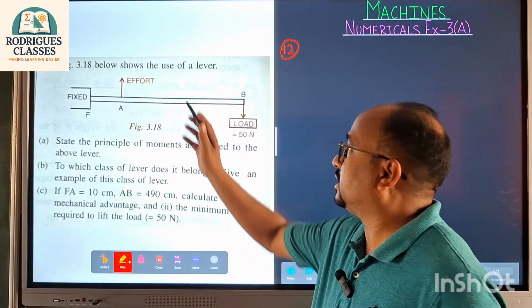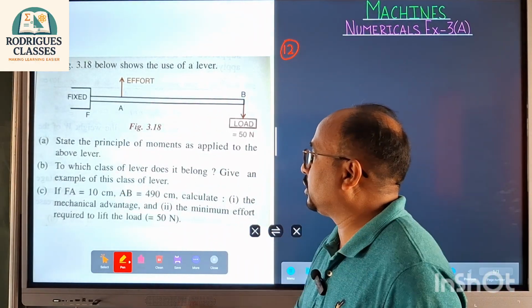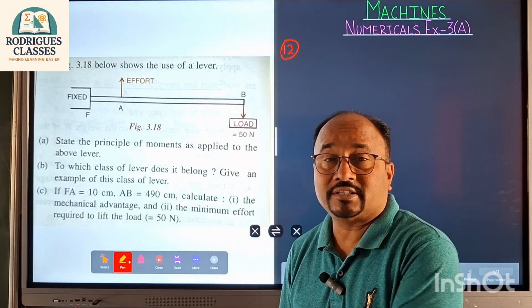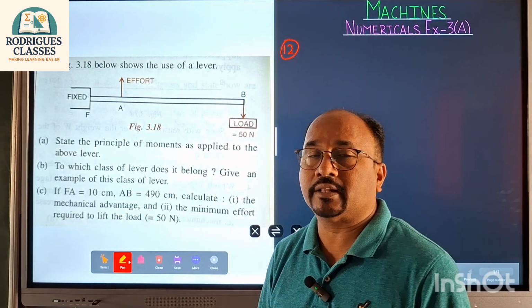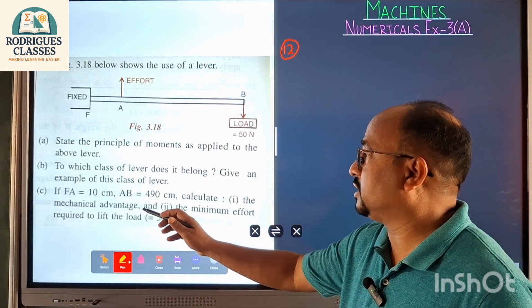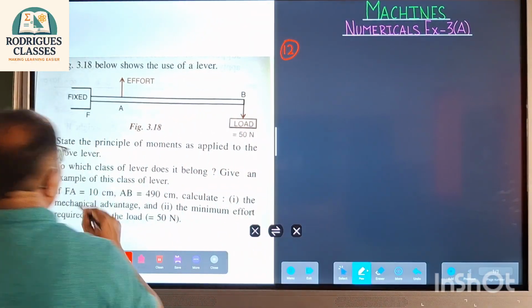To which class of lever does it belong? Already seen, it is a third class lever. Give an example of this class of lever. We have so many of them. Okay, we have already seen a fishing rod, then a spade is there, fire tongs are there, sugar tongs are there. Any one of them you can write. Then the main numerical part comes here. If FA is 10 centimeter, so this part is 10 centimeter.